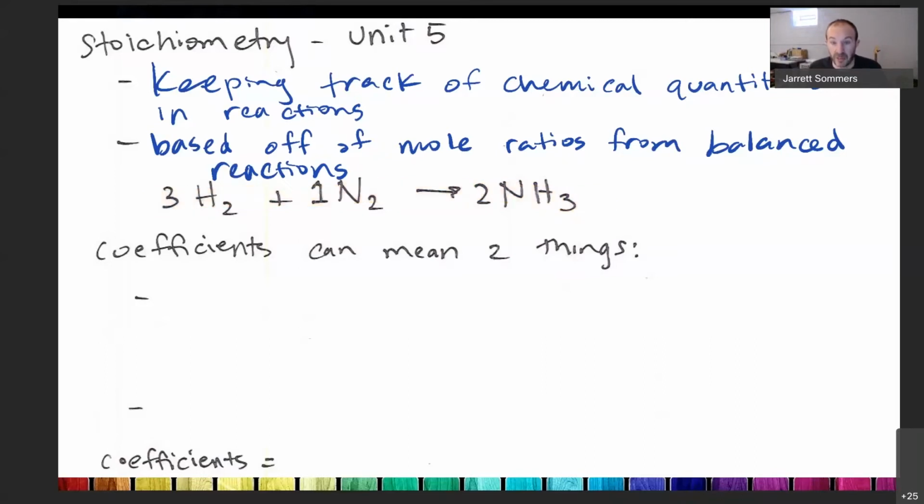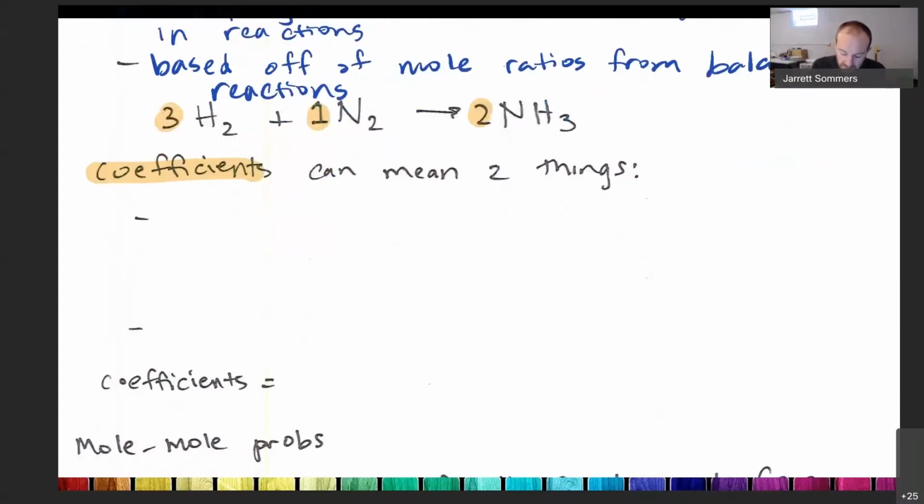And the mole ratios are these numbers right here, the 3, the 1, and the 2. Sometimes we call them coefficients. See how I highlighted it with the same color? And those coefficients can mean two things. And I'm going to teach you both. All right, so the coefficients can mean two things. On a very basic level, they can mean the number of molecules of each reactant and product.